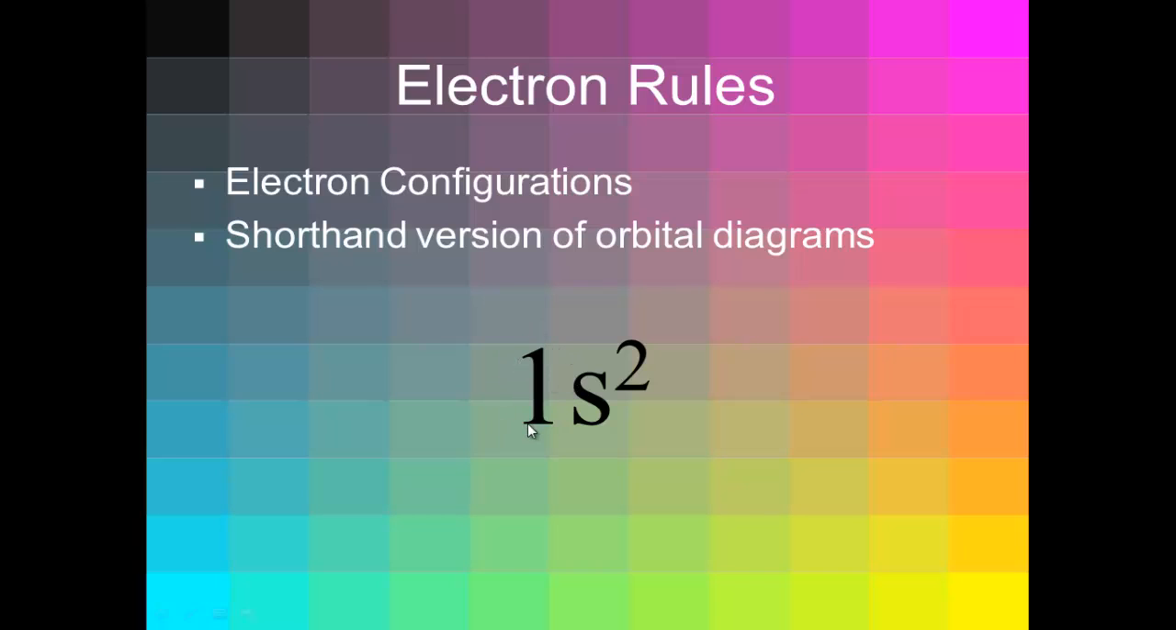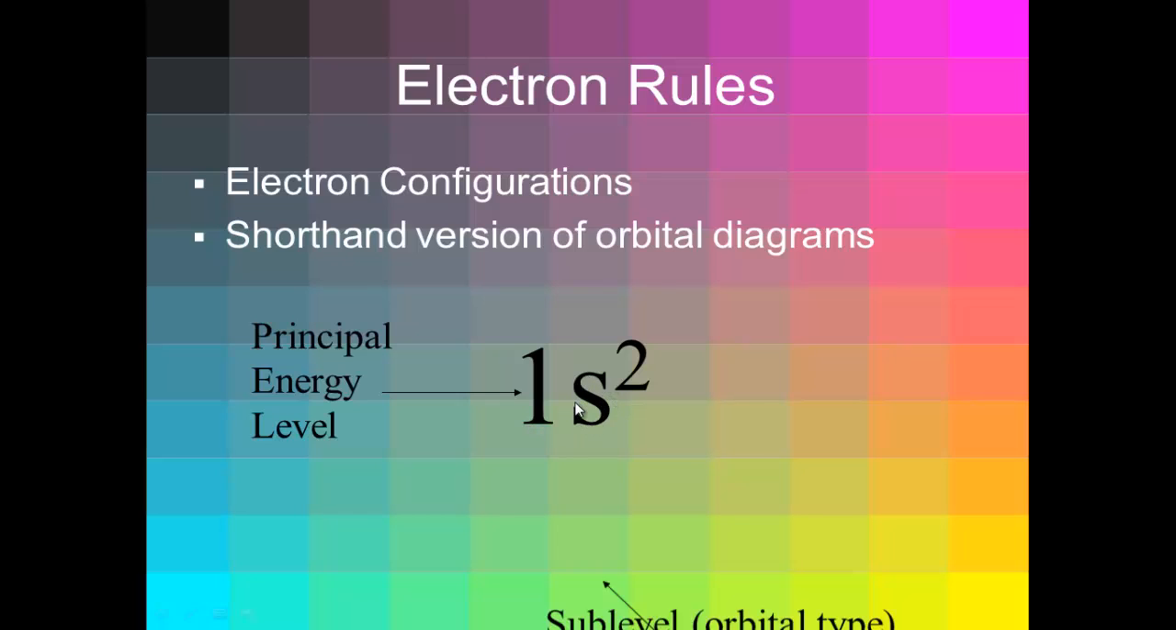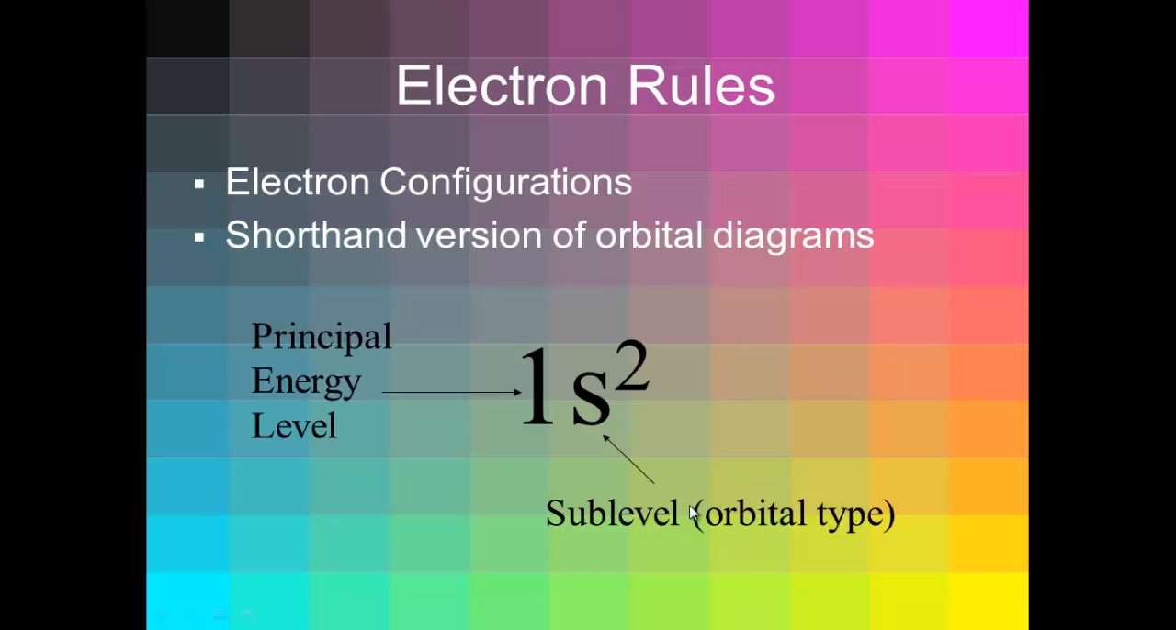The big number in front is the principal energy level. The letter is the sublevel, and again, that tells you the shape or the orbital type. And this little number right here that looks like an exponent, that's the number of electrons in that sublevel. And so if you were to read this address out loud, this would say 1s2. You don't read it like a squared. It's not like algebra. So it's 1s2. First energy level, s sublevel, 2 electrons in it.